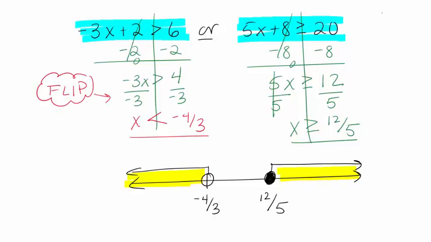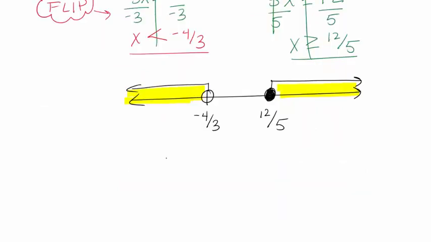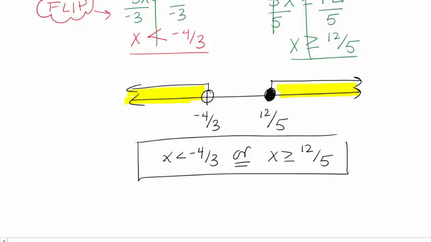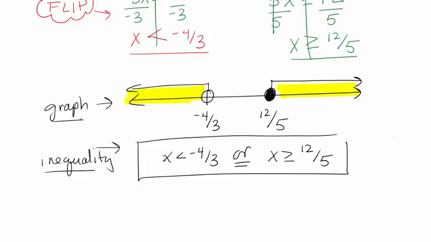So our answer, if we were to write it out, is x is less than negative 4/3, or, and you have to put that word in, x is greater than or equal to 12/5. So your solution is the graph and the inequality, and you should have both.